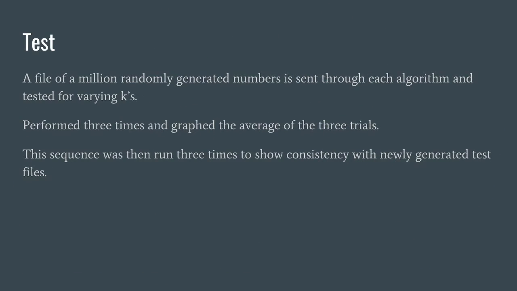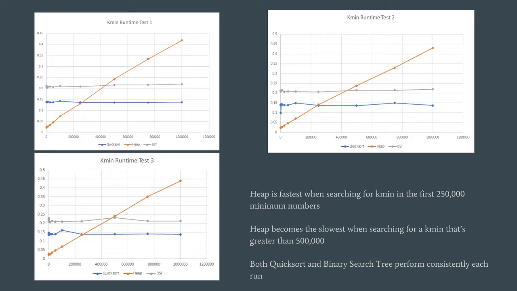To test all of our algorithms, we generated three separate files of 1 million random numbers, one for each trial. We then ran all three algorithms on a set of data 3 times for various k values and averaged the results. We then repeated this process on the other two sets of numbers to further confirm our results. As you can see, the graphs of the average of 3 runs appear to be consistent with each other, with the heap being the fastest of the 3 algorithms up to the 250,000th number and the slowest past the 500,000th number.